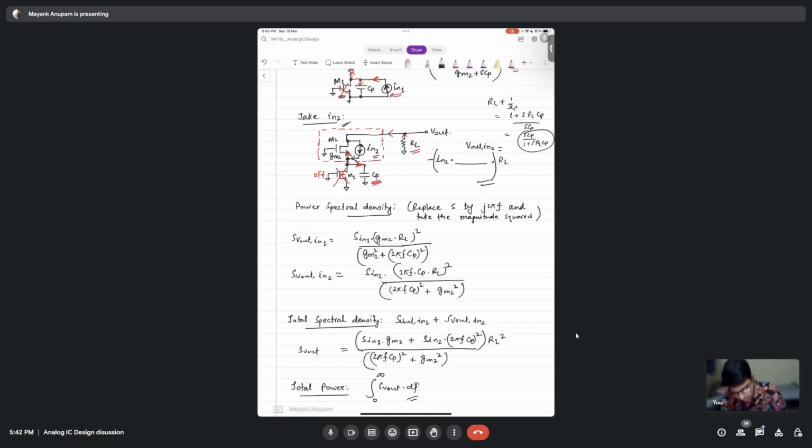No, he's not talking about that. He's saying that this path here, the second path. The current flowing is through CP and RL, right? This is the current path, right? This is what he's saying. Is it clear now? Yes.